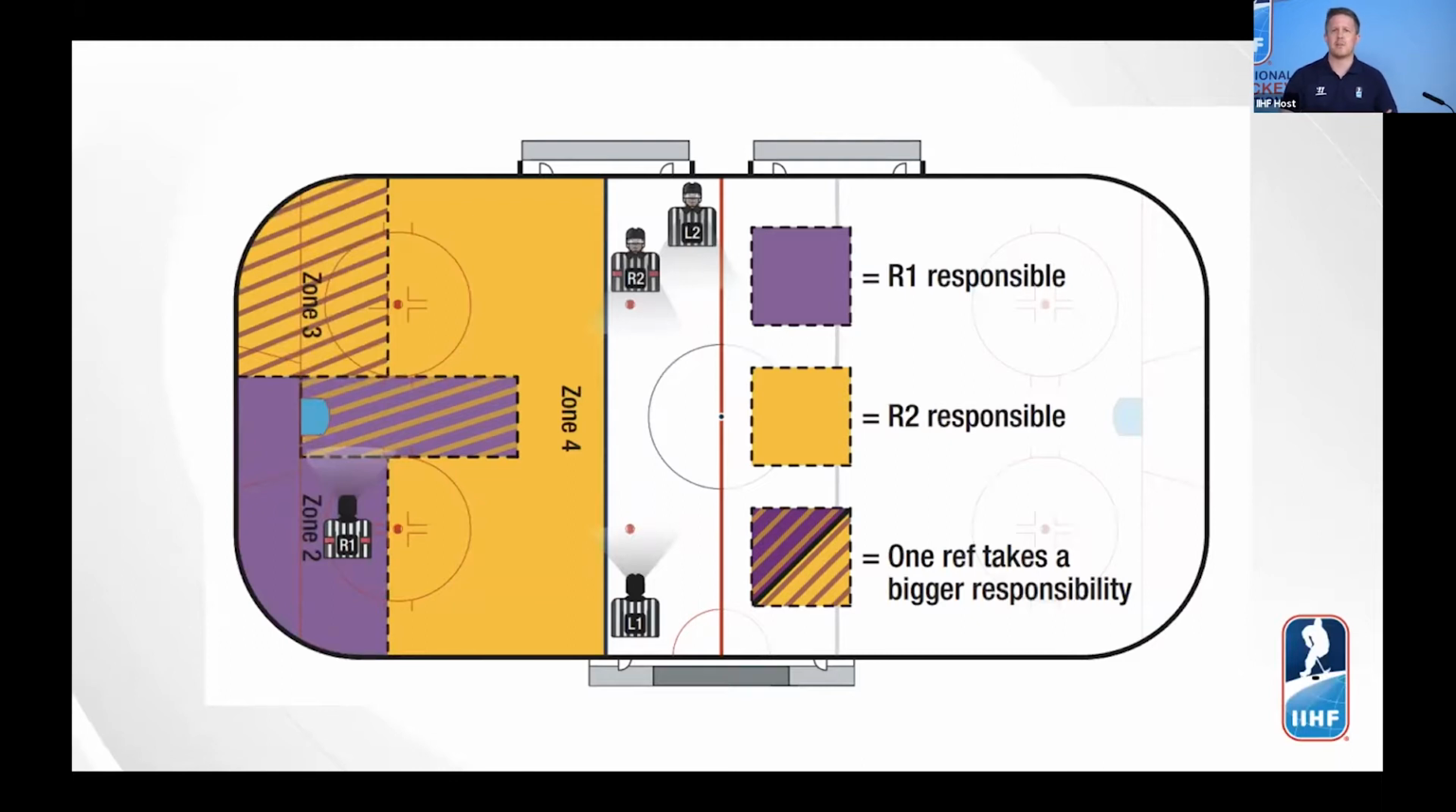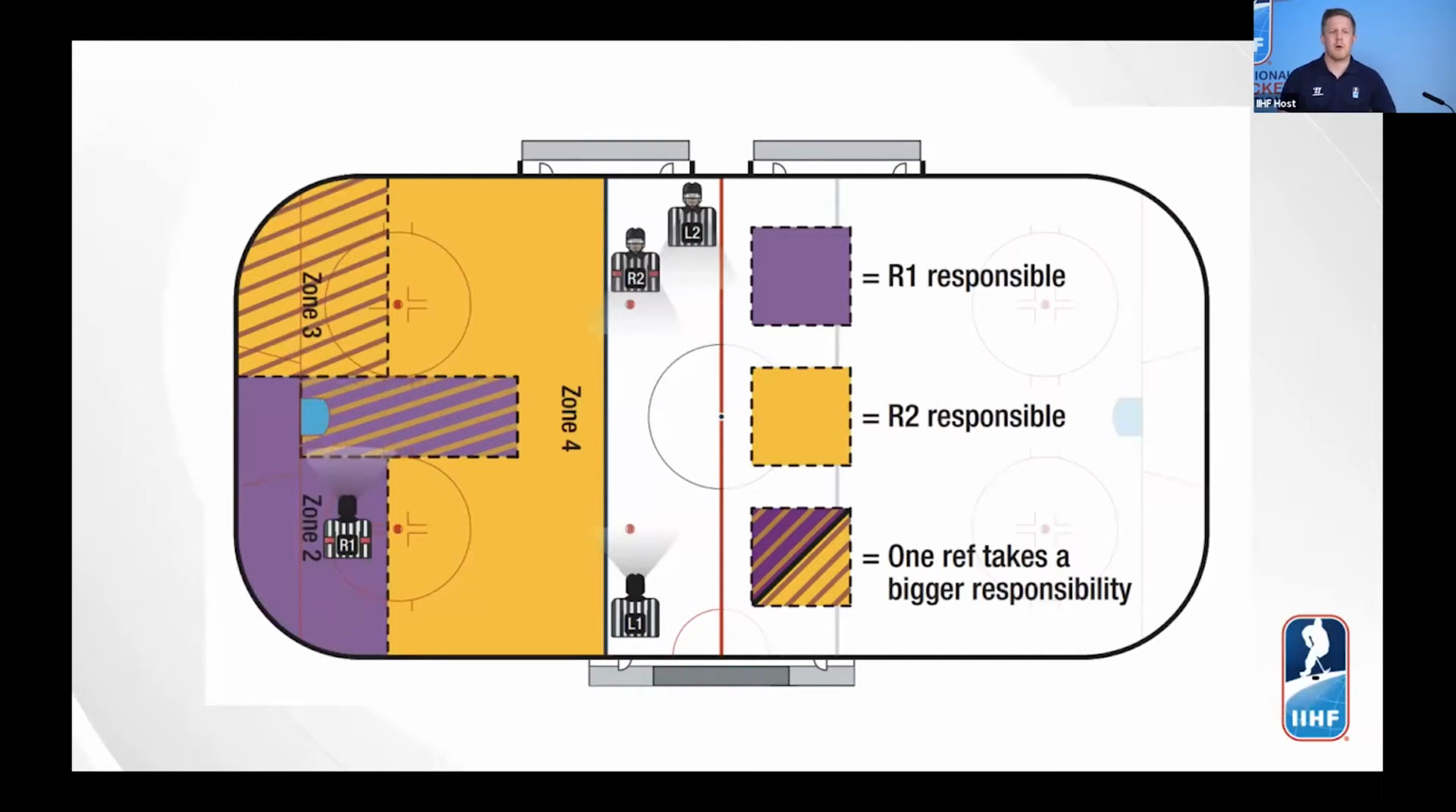But it's important that the reason why we divide this is that we can cover all of the ice, as much ice as possible. If it comes that both referees have the same situation, it means that maybe one referee is not taking responsibility of that area of responsibility that he or she has.